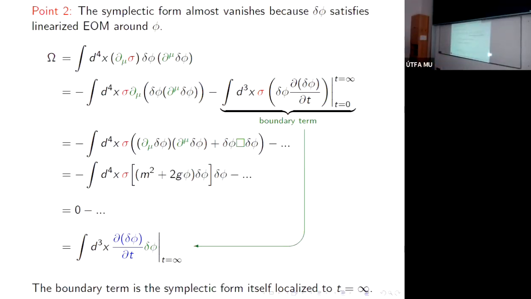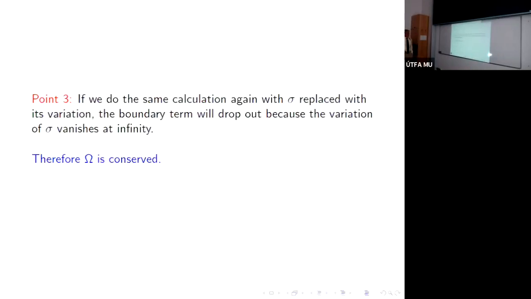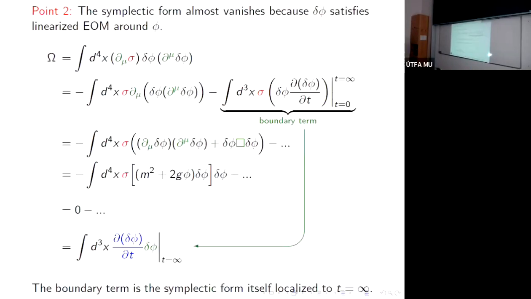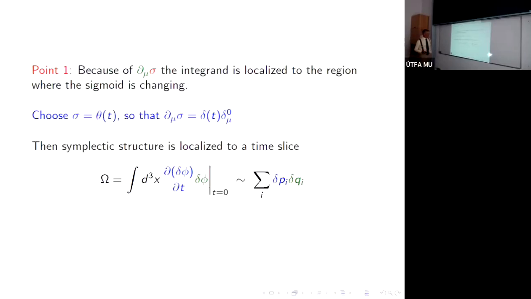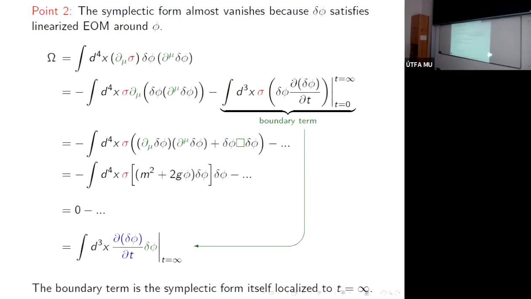So in the previous case, it was evaluated at t equals 0, not at t equals infinity, right? Yeah, the last case was evaluated at t equals 0, but yeah, it's conserved. Yes.